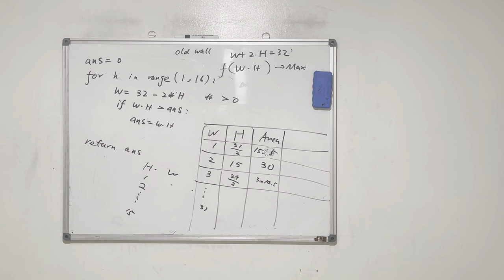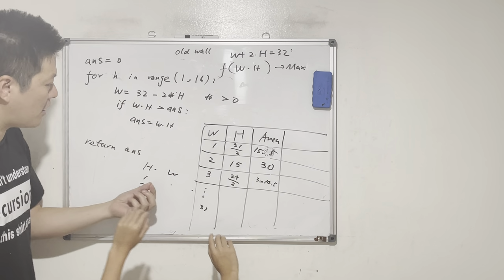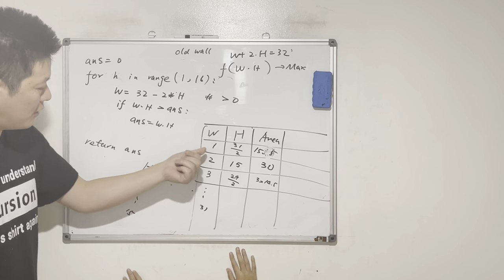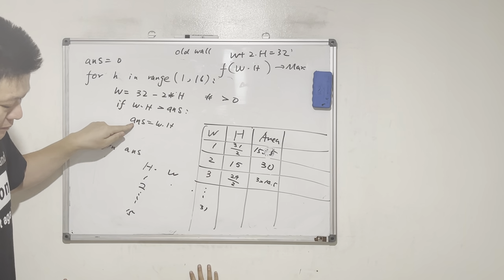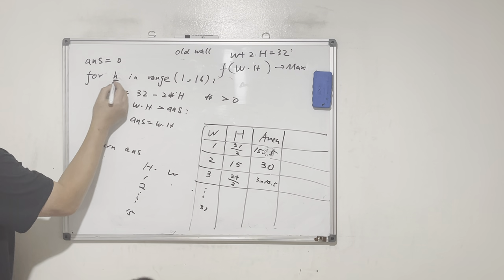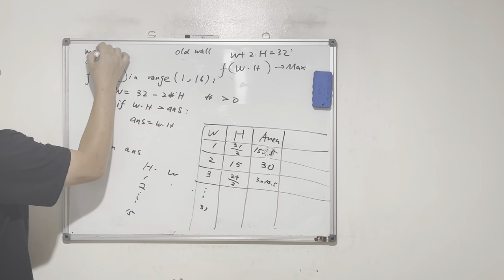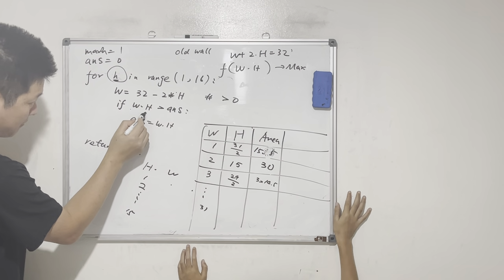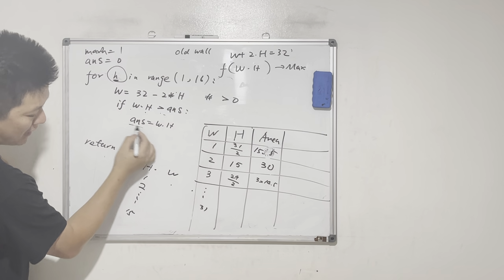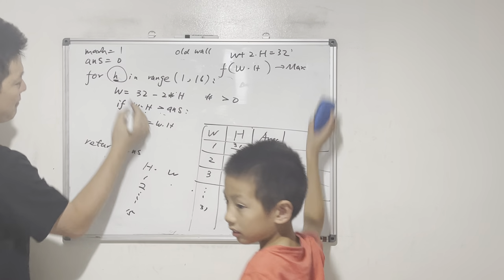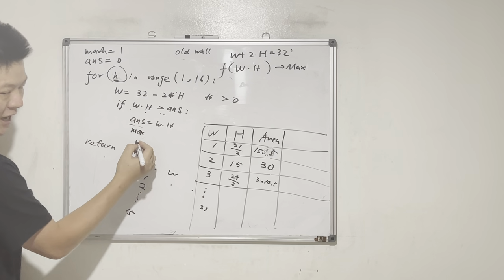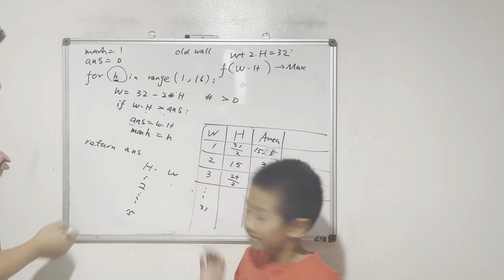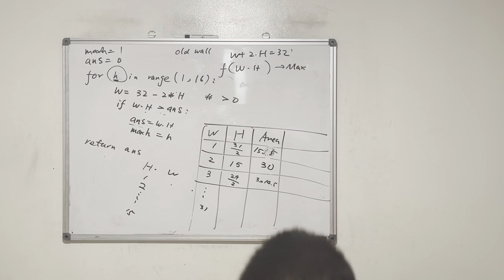If we want to know which W and H give us the maximum, we can have max H equals 1. Then, if W times H is bigger than the answer, we update the maximum area, and at the same time we remember the max H, where max H equals H. Does it make sense?